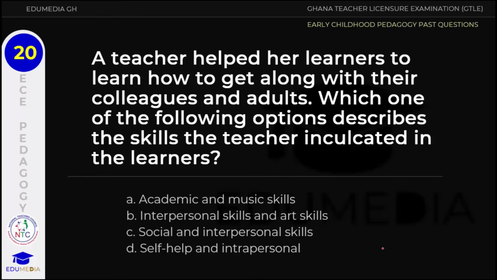The options are A. Academic and music skills. B. Interpersonal skills and art skills. C. Social and interpersonal skills. And D. Self-help and intrapersonal. The correct answer is C. Social and interpersonal skills. Question 21.